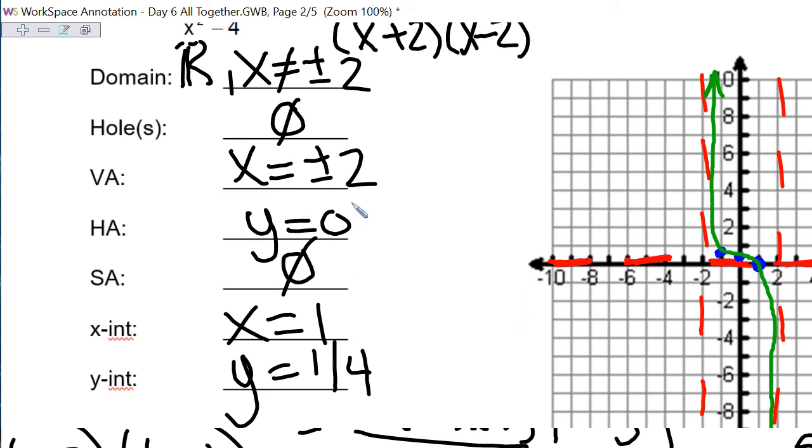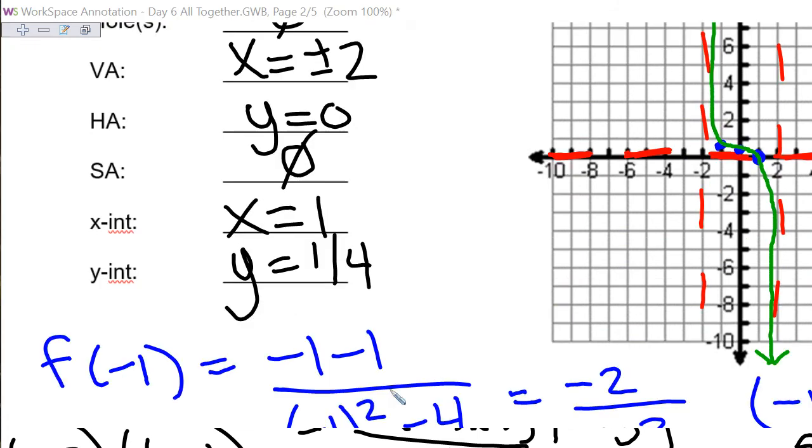Now we have to figure out what's happening over here on the left side. What x values would you like to substitute in? Negative 3. So let's do f of negative 3. That would be negative 3 minus 1 over negative 3 squared minus 4. What's negative 3 minus 1? Negative 4. What's negative 3 squared, 9 minus 4? 5. So that ordered pair would be negative 3, negative 4/5.